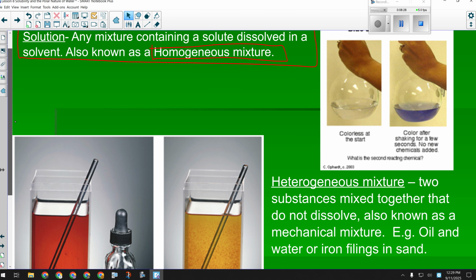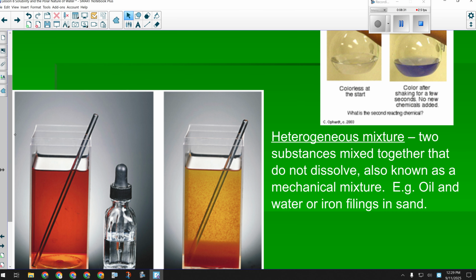All right, the other side of that coin is the heterogeneous mixture. Hetero meaning many. So this would have many parts, or many natures. Two substances mixed together that do not dissolve. We also sometimes call that a mechanical mixture, especially if you can suspend one of them in the other by stirring or something. So also write down the heterogeneous part here. Oil and water would be a heterogeneous mechanical mixture.